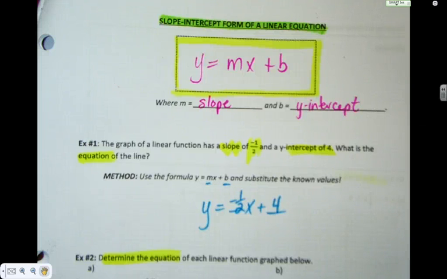That's our first orange paper that's on the wall over there. So linear equation, slope-intercept form, all means the same thing, y equals mx plus b.